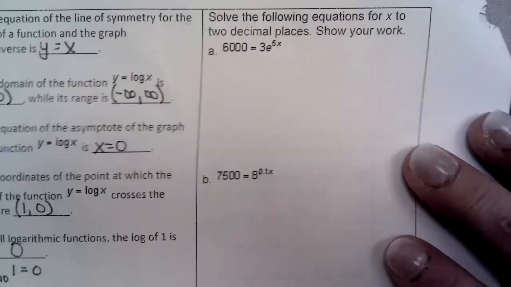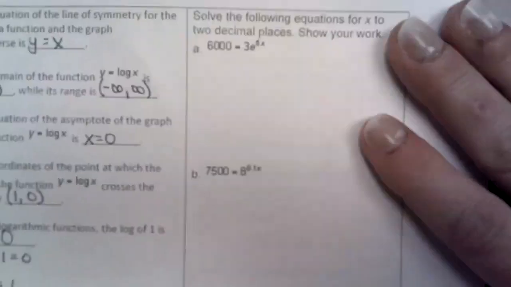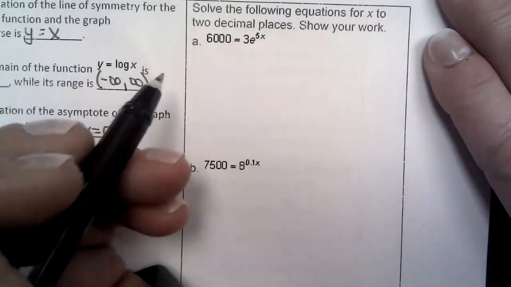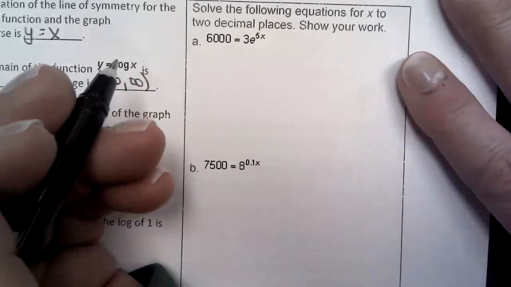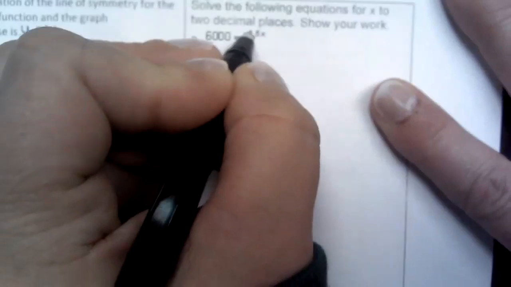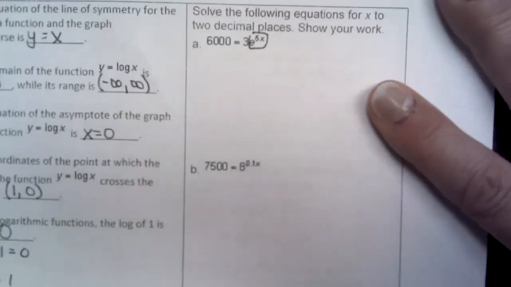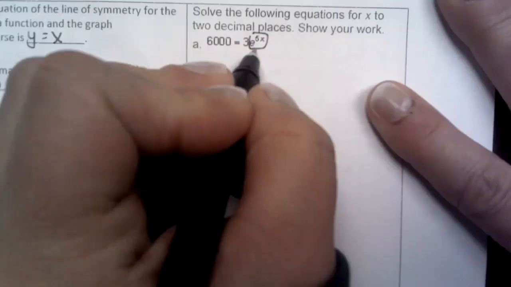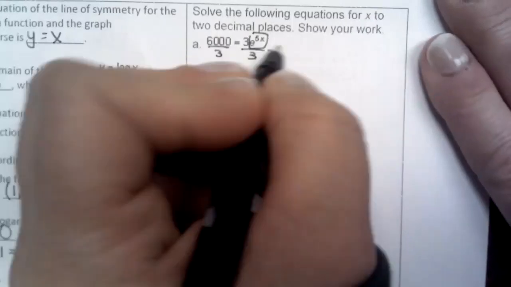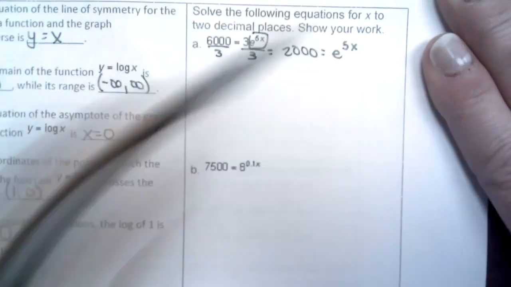So we're going to actually start solving problems with this. With logs. It says solve the following equations for x to 2 decimal places. Show your work. All right, so the very first thing here, just like any other function, we have to get our variable stuff by itself. So we have to get that e to the 5x by itself. So first we're going to divide both sides by 3. And that leaves us with 2,000 equals e to the 5x.